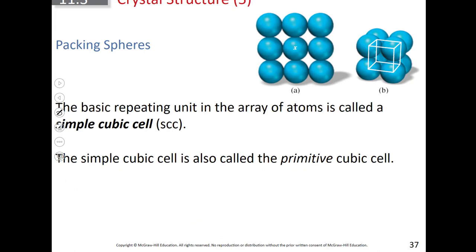So again, the first one we're going to talk about is a simple cubic cell. We usually shorthand this SCC, simple cubic cell. Sometimes it's also called the primitive cubic cell, and that is just the 8 atoms forming that simple cube. Everything's right angles, all sides are equal.